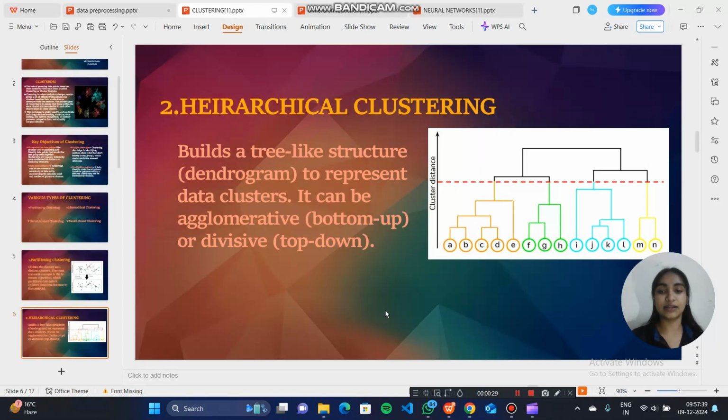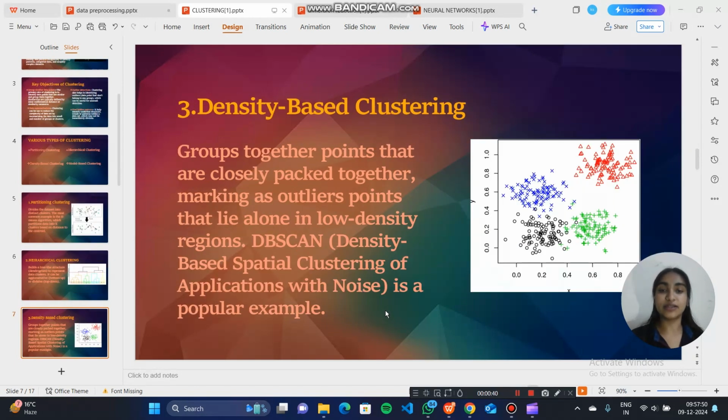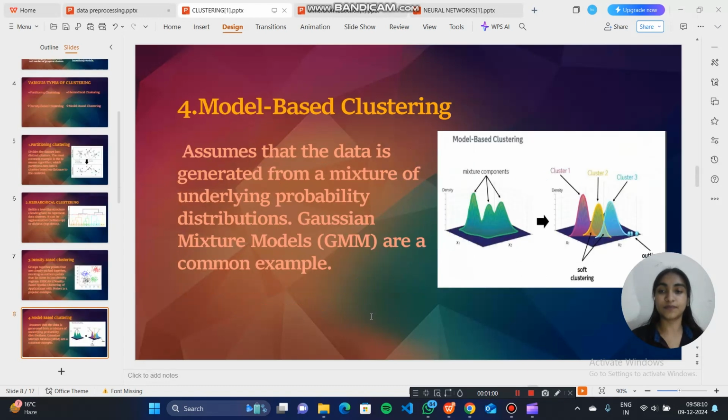Second is hierarchical clustering, builds a tree-like structure to represent data clusters. It can be agglomerative or divisive. Third is density-based clustering. It groups together points that are closely packed together, marking as outliers points that lie alone in low-density regions. DBSCAN is a popular example, means density-based spatial clustering of applications with noise.